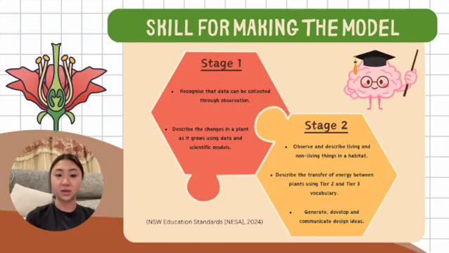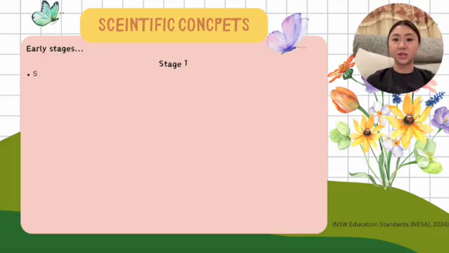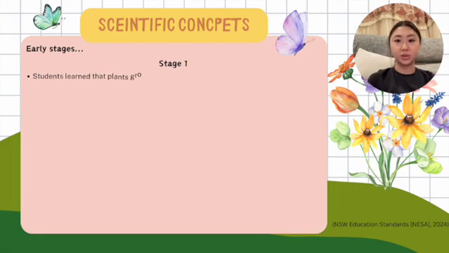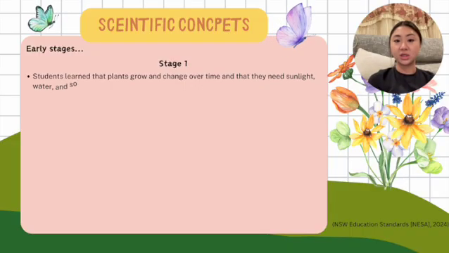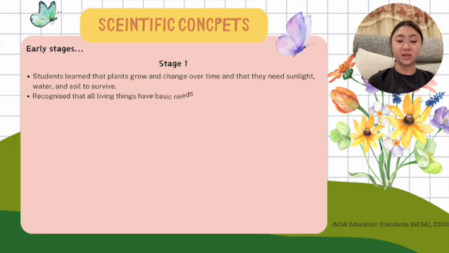The scientific concepts that students already learned in their earlier stages and how these ideas build towards their new learning in Stage 3. In the early stages, students begin developing a basic understanding of how plants grow and what they need to survive.